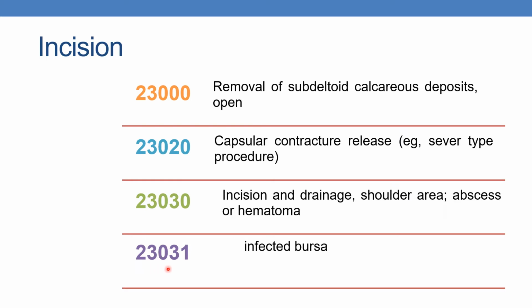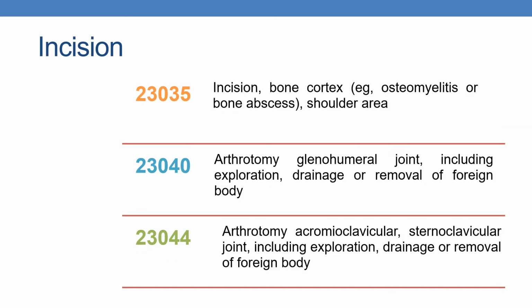The next is 23031. Incision and drainage of infected bursa. The next CPT is 23035. Incision bone cortex, for example, in case of osteomyelitis or bone abscess, shoulder area. The next is 23040. Arthrotomy glenohumeral joint, including exploration, drainage or removal of foreign body. The next is 23044. Arthrotomy acromioclavicular or sternoclavicular joint, including exploration, drainage or removal of foreign body.